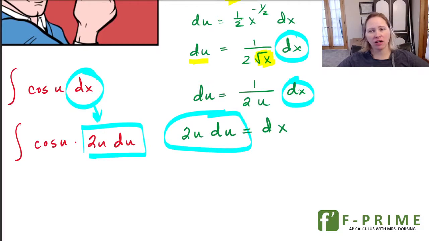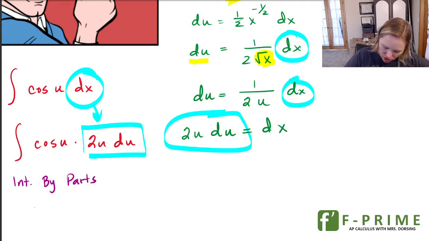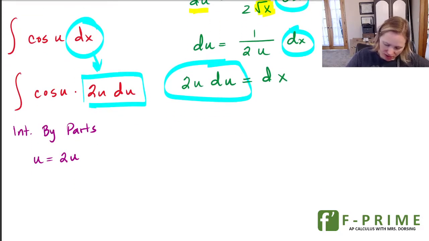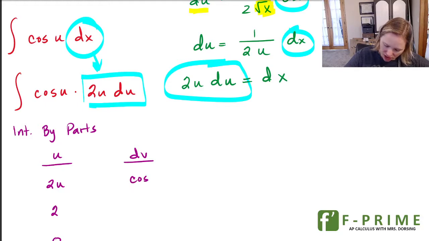And now that we've done our u substitution, we're going to take this new red integral and use integration by parts. So we're going to use multiple integration techniques to solve this integral. For integration by parts, I'm going to let u be that polynomial 2u. And actually, I could use tabular integration here, and I think I might. So u is 2u, then I'm going to have 2, then 0. dv is cosine u, so then sine u, then negative cosine u.